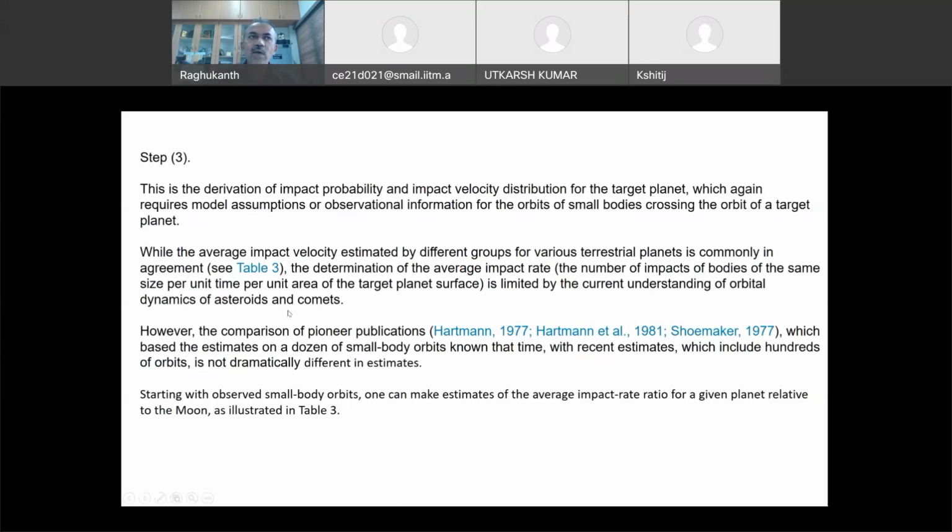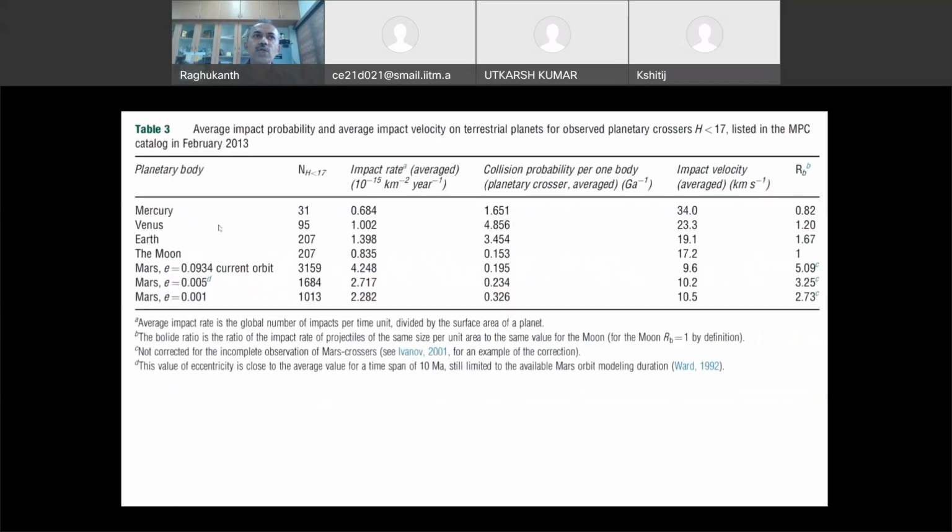Here the celestial mechanics people will help you, like what are the orbits of the asteroids and comets, what is the intersection between these two, and the probabilities they estimate. There are many papers, so from those you can estimate the impact rate. I showed you the previous graph also. Mercury's impact rate is 0.684 times 10 to the power of minus 15 per square kilometer per year. Then the collision probability is 1.651, of course in billion years or whatever. Then the impact velocity, which is an average value. These numbers come from the observations of asteroids and comets.